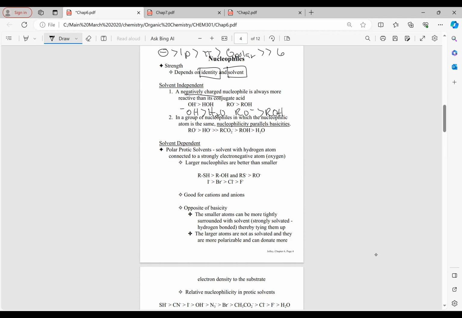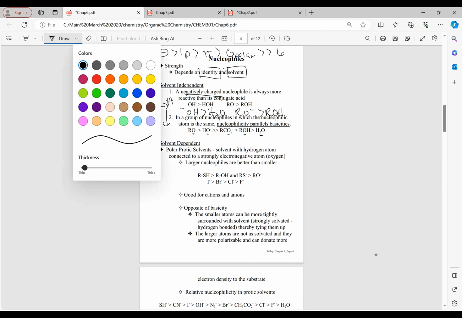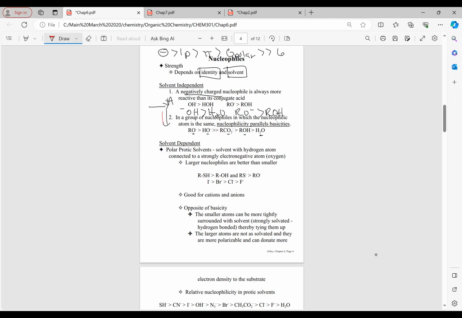In a group of nucleophiles in which the nucleophilic atom is the same, okay, that was a long way to say, look, they're all oxygen, it parallels basicity. And so we know the acidity trend. Remember, the acidity trend goes like that. So the basicity trend is exactly opposite. When it's the same atom, in this case oxygen, you can actually use the basicity or acidity trends. So that's solvent independent.